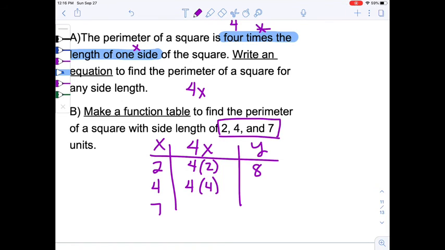Then I'm going to plug in 4. When one length is 4, my perimeter is 4 times 4, 16. Then I'm going to plug in 7. When one side is 7, my perimeter is 4 times 7, which is 28.